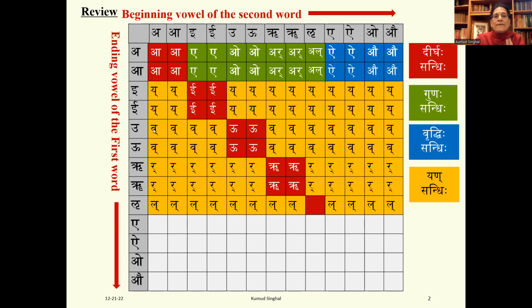So y, v, r, l. Like so, i or ī will be replaced by y, u or ū by v, ṛ and ṝ by repha r, and ḷ by l. One thing to note here is that in these sandhis, the letters are written in white. That means both the letters are replaced. And here the letters are written in black. That means it is a single replacement. Only i will be replaced by y, and ī will be y, and so on.